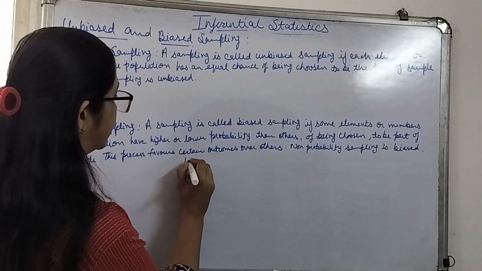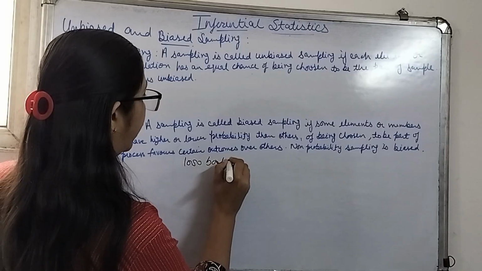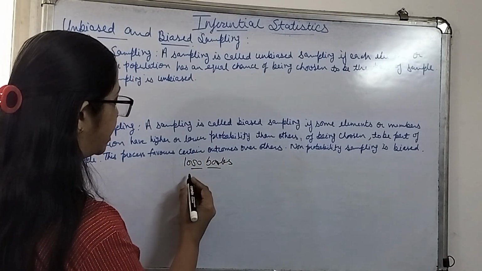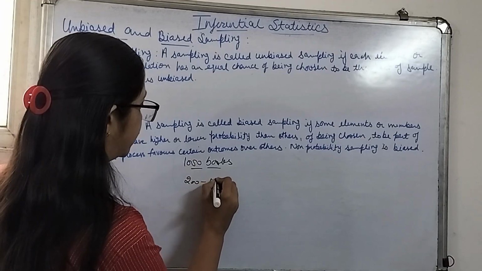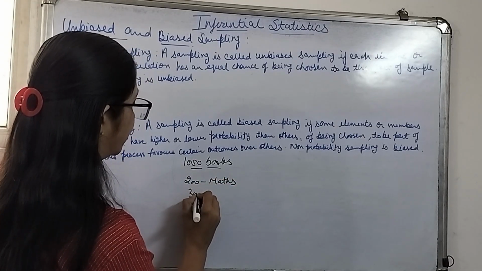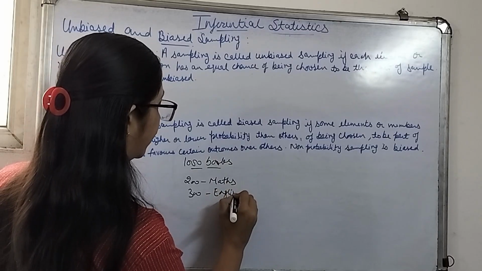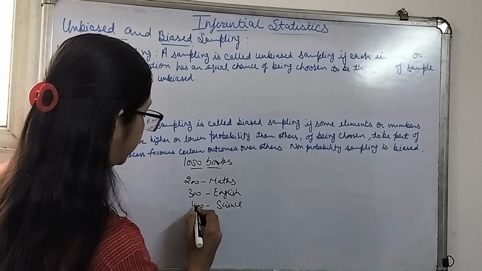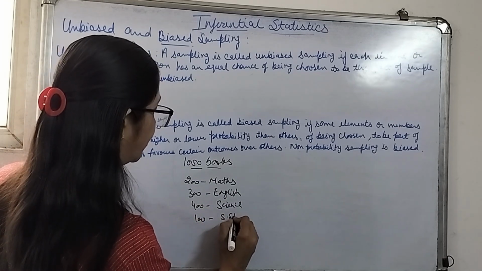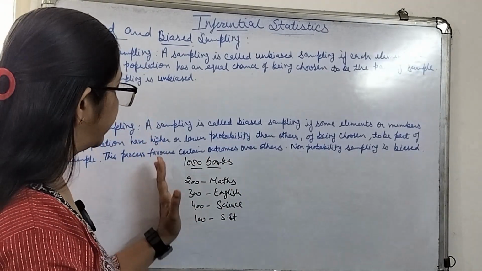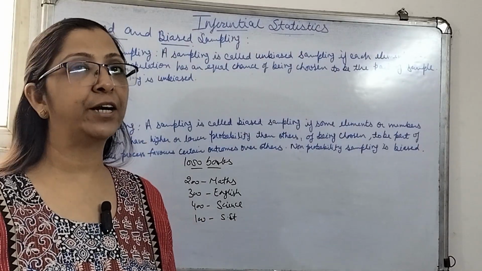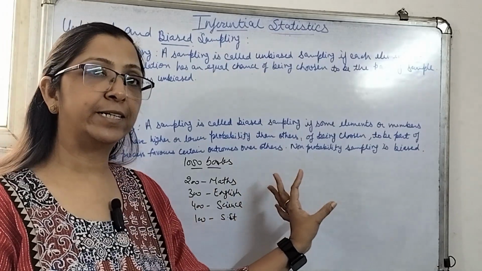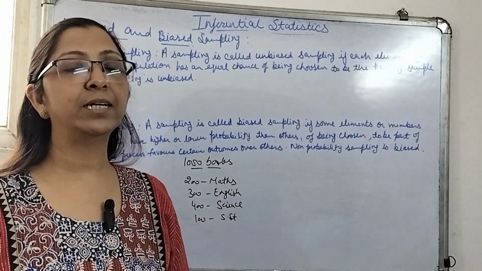Suppose I have 1000 books, and from these 1000 books I am to select any 100 books. Say 200 books are of maths, 300 books are of English, 400 books are of science, and 100 books are of SST. Suppose we have these 1000 books, and from them I need to select only 100 books. That means this is your population, and from this population I am to select some sample, and in that sample I'll be taking 100 books.